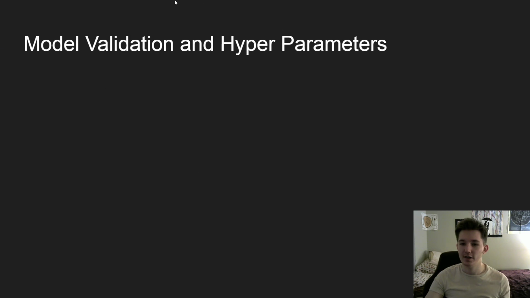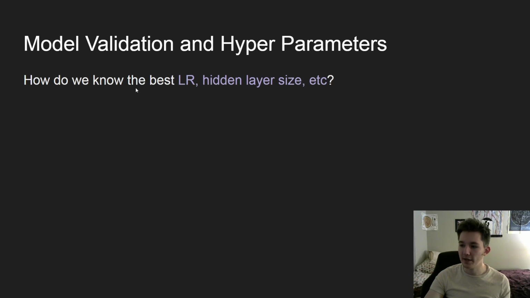So let's talk about this right here, model validation hyperparameters. But let's say, how do we know the best hyperparameters? So we have the examples here, learning rate, hidden layer size, and there's a bunch more.